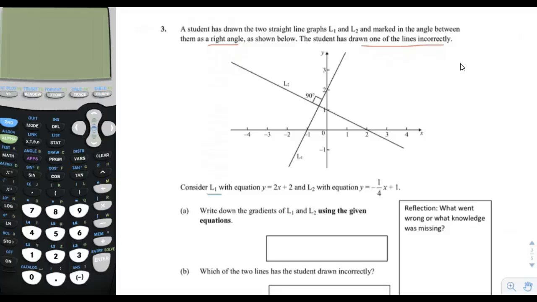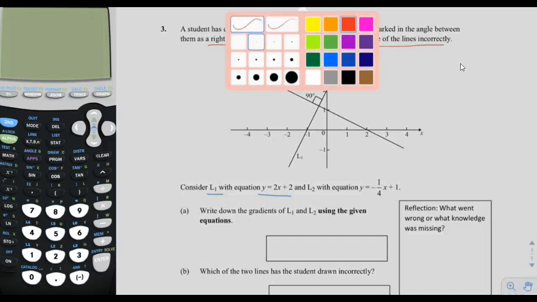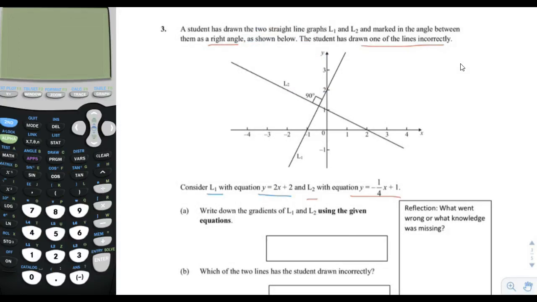Consider L1 with the equation y equals 2x plus 2, and L2 with the equation y equals negative 1/4 x plus 1. One thing I notice immediately about these equations is they're in the form y equals mx plus c. So when they're in y equals mx plus c, you can immediately see the gradient from looking at the equations, and you can also see the y-intercept. Let's see what they're going to ask us.